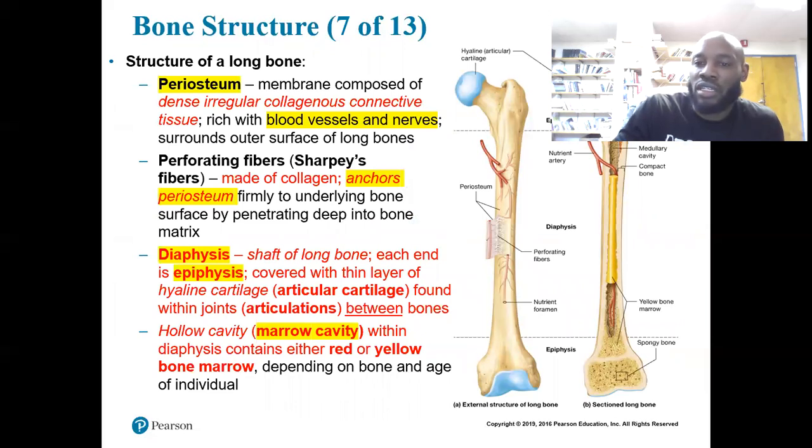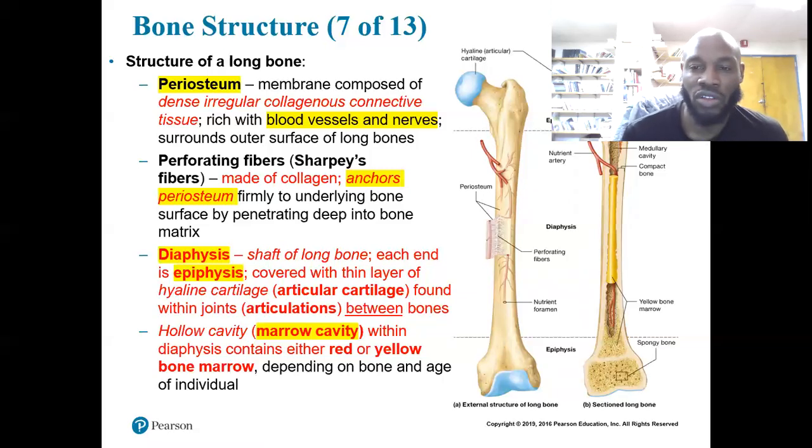Further looking at the structure of bones, see if I can fit my face in here somehow. All right, so let's talk about the structure of specifically the long bone. All right, so there's long, there's short, there's irregular, sesamoid, flat bones, so different types of bone, but specifically the long bone, which is one of the major structures that we're going to focus on.